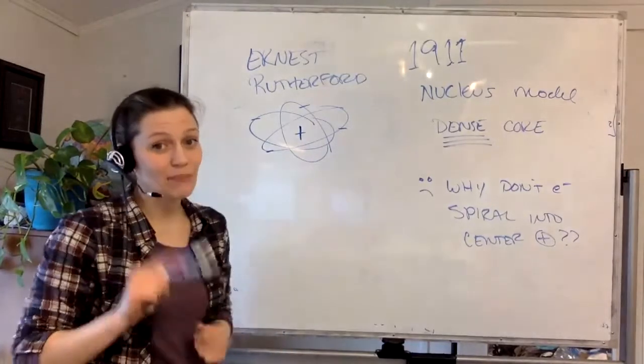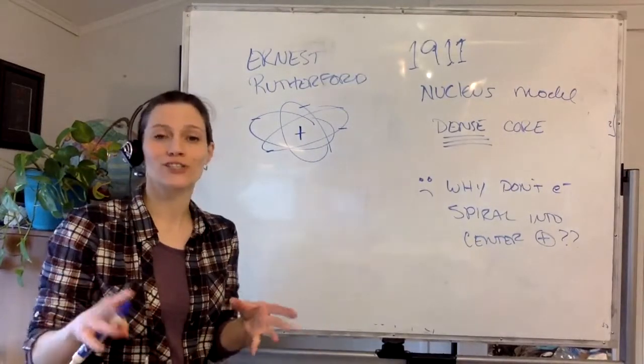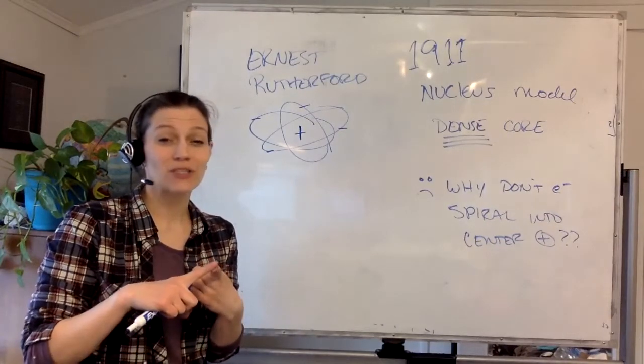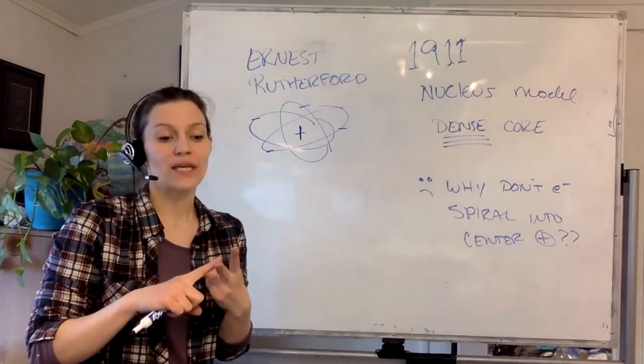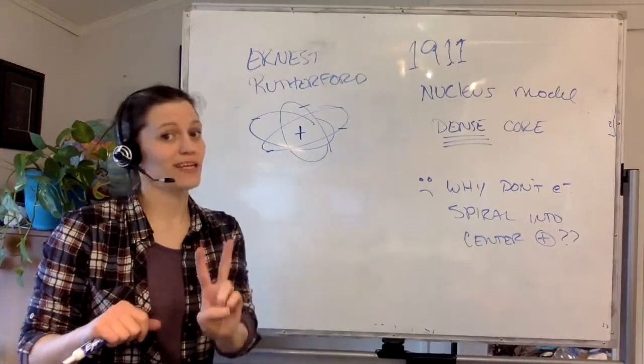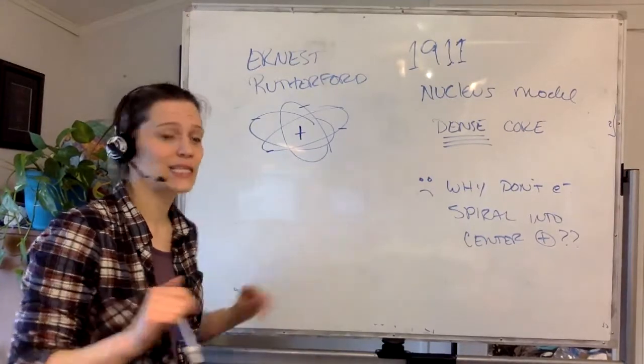And I shouldn't say he made this discovery. He had a team of researchers. He had 2 graduate students working on this project. I think it's Ernst Marsden, and then, I can't remember, Hans Geiger. I think it's Hans, but Geiger, the inventor of the Geiger counter, for the work that he did here.